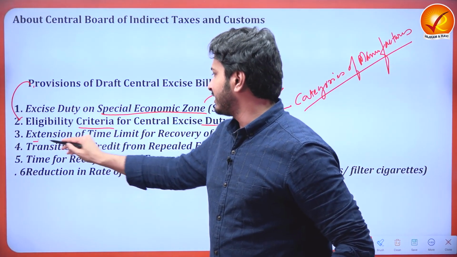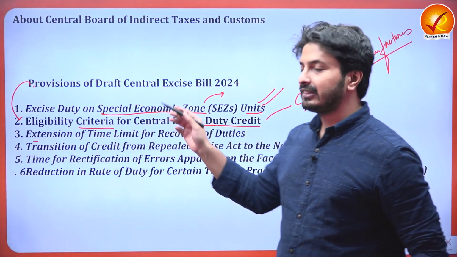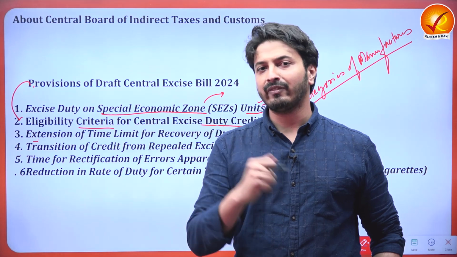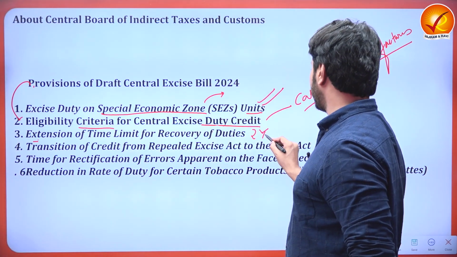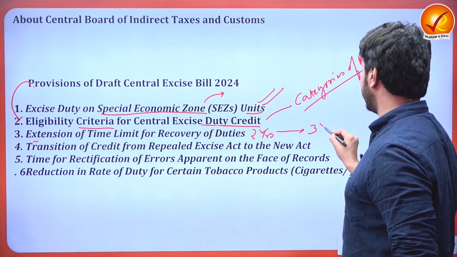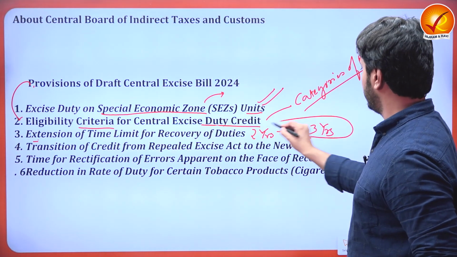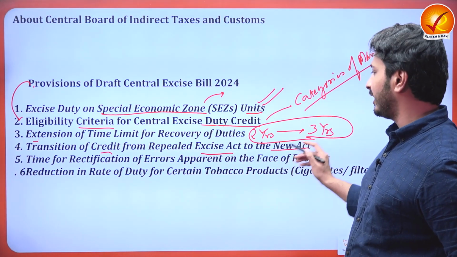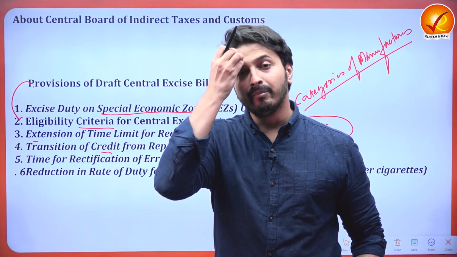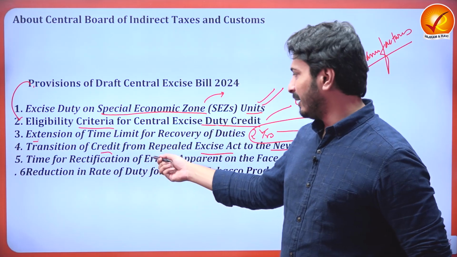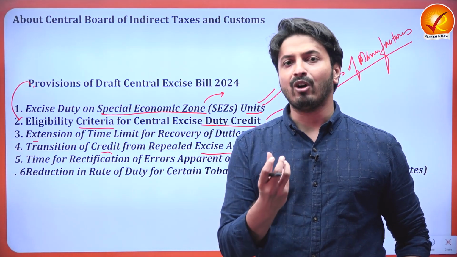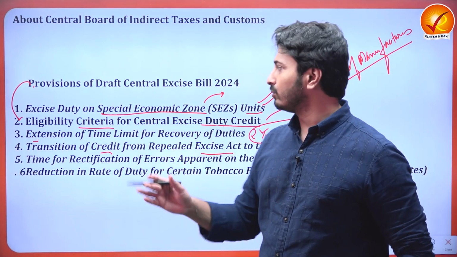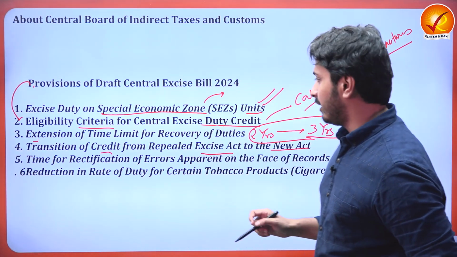Now, the third point is the extension of the time limit for recovery of duties. This particular bill provides that the Central Excise officers will be able to recover the duties from the manufacturers. Earlier, it was a time frame of 2 years. Now, this bill has increased this to 3 years. Apart from it, there is the transition of credit from the repealed Excise Act to the new Act. Whichever credit was present with the manufacturers of a particular good, after the repeal of this Act, that amount will be shifted to the new accounts of the manufacturer as soon as this new bill comes into implementation.